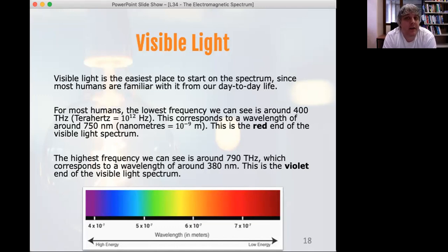But again, just like with sound, humans can hear slightly different ranges, but usually have a pretty similar overall range. The same thing is true for visible light. Most humans can see in the range of 400 terahertz, which is a wavelength of 750 nanometers, up to around 790 terahertz, which is a wavelength of around 380 nanometers. And that's the violet end, the 400 terahertz being the red end. So most humans can see pretty much the same range.